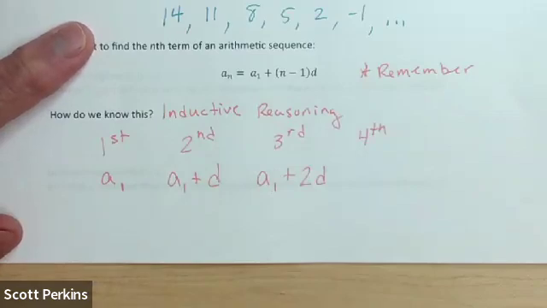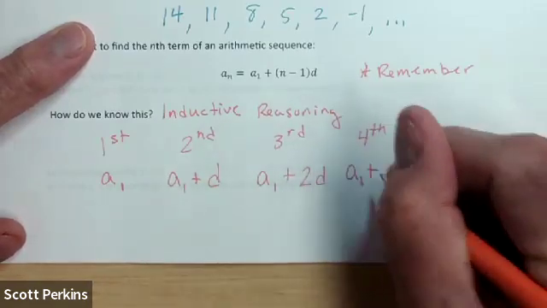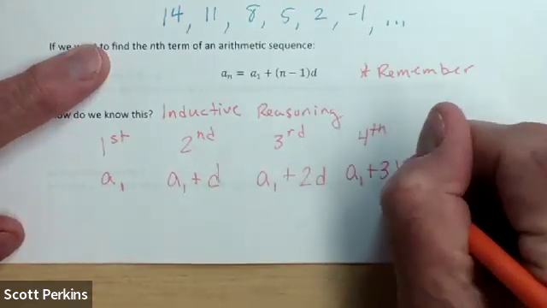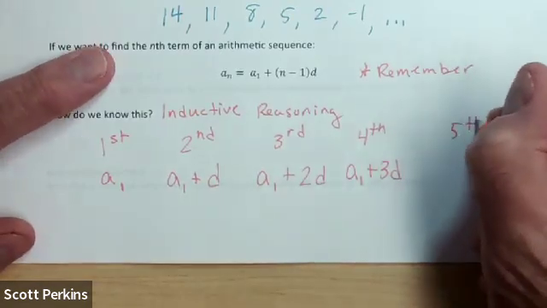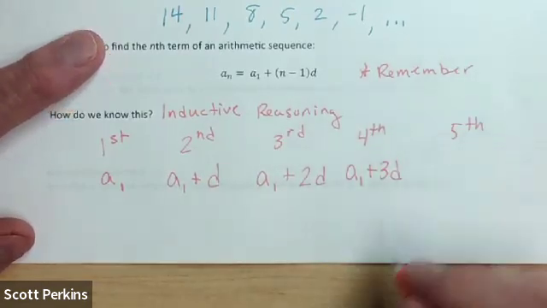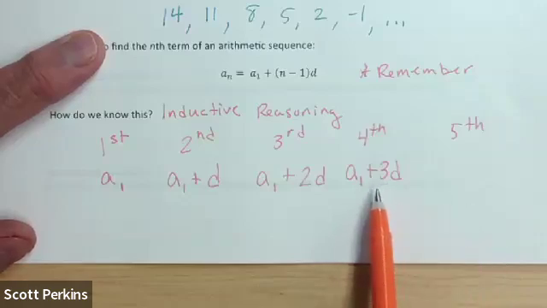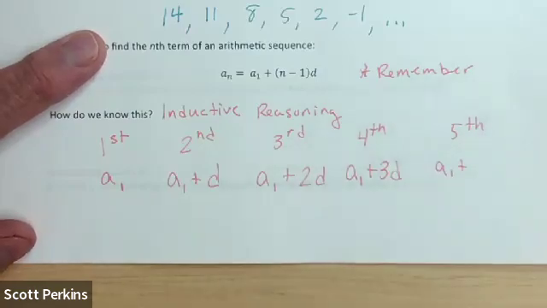Okay, so maybe now the pattern's becoming a little more clear. We'll try again. If I want the fourth term, I'm going to take the third term, which is A plus 2D, and add another D to that. So what do I get for the fourth term? It's A1 plus 3D. Let's do it one more time. The fifth term: I'm going to take that fourth term, A1 plus 3D, and add another D. So that's going to be A1 plus 4D.